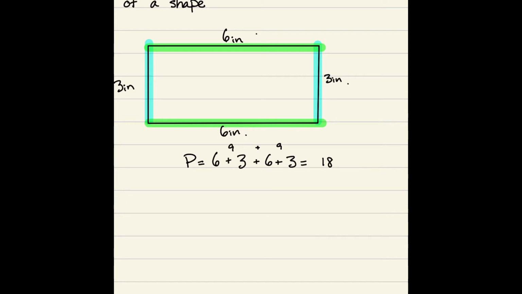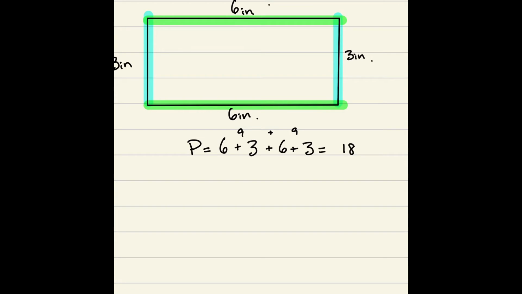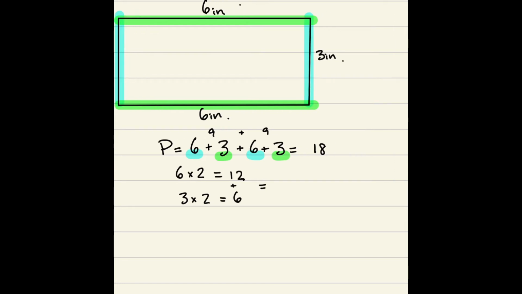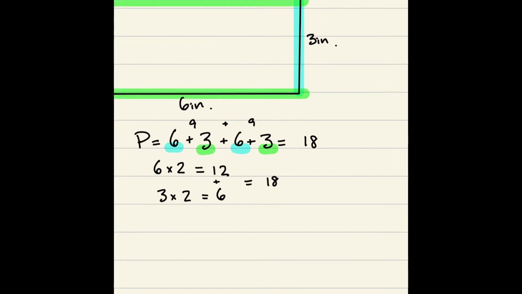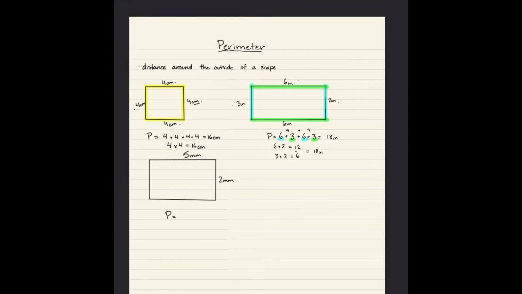Once again, there is another way to do this using multiplication. So as you can see, we have 6 2 times, and we have 3 2 times. So we can use multiplication this way too. We can say 6 times 2 is equal to 12. 3 times 2 is equal to 6. And when we add 12 plus 6, we once again get 18. Once again, this problem is in inches, so we label our answer in inches.